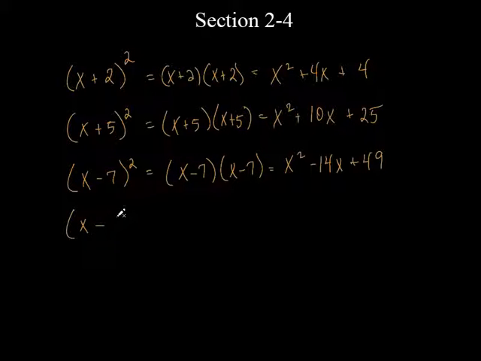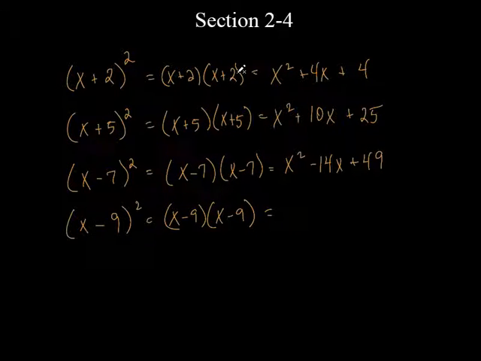X minus, I don't know, let's go in order. Just make it a little bit tougher. So let's do this. It's going to be x minus 9 times x minus 9. You should see a pattern developing already, don't you? You multiply those, but then you take these and add them up to get this one. Okay. So this is going to be x squared minus 18x, what? Plus 81. Right? So we know that pattern.